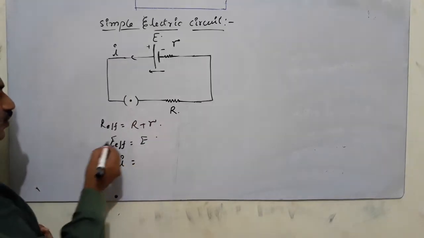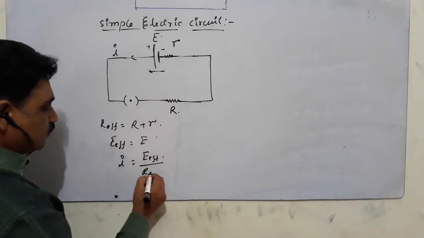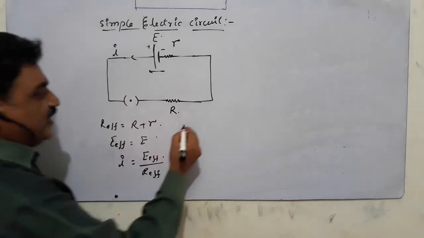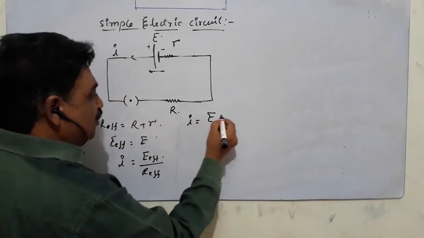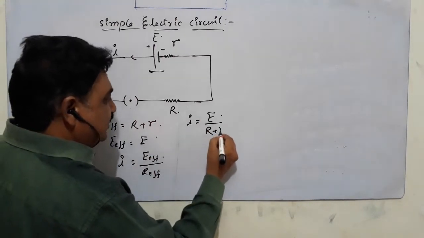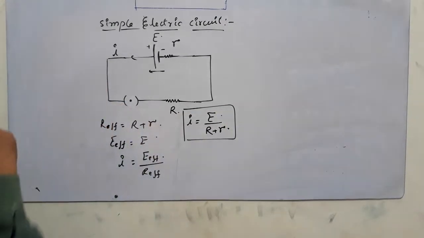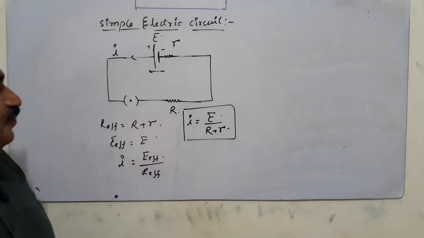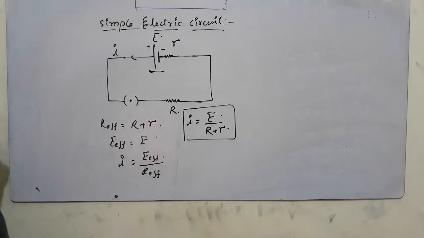So what is the current in this circuit? I is equal to E effective by R effective. So the current I is given by, what is E effective? E by, what is R effective? R plus r. So the current in this circuit is given by E by R plus r. I am here applying Kirchhoff's second law.